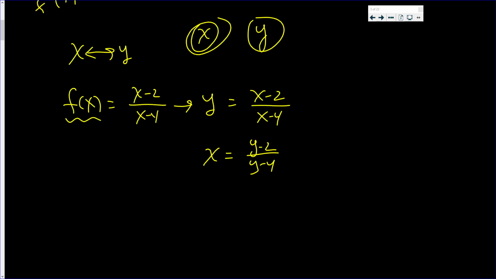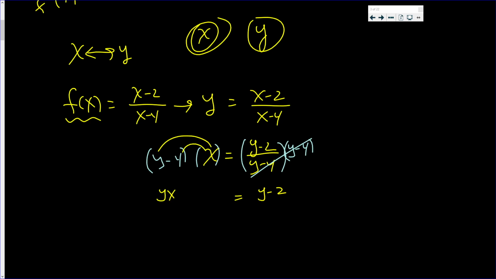Now we solve for y. The first thing I would do is try to get all the y's in the numerator by multiplying by y minus 4 on both sides. The right side, no more denominators with y. Distributing, you get yx minus 4x.